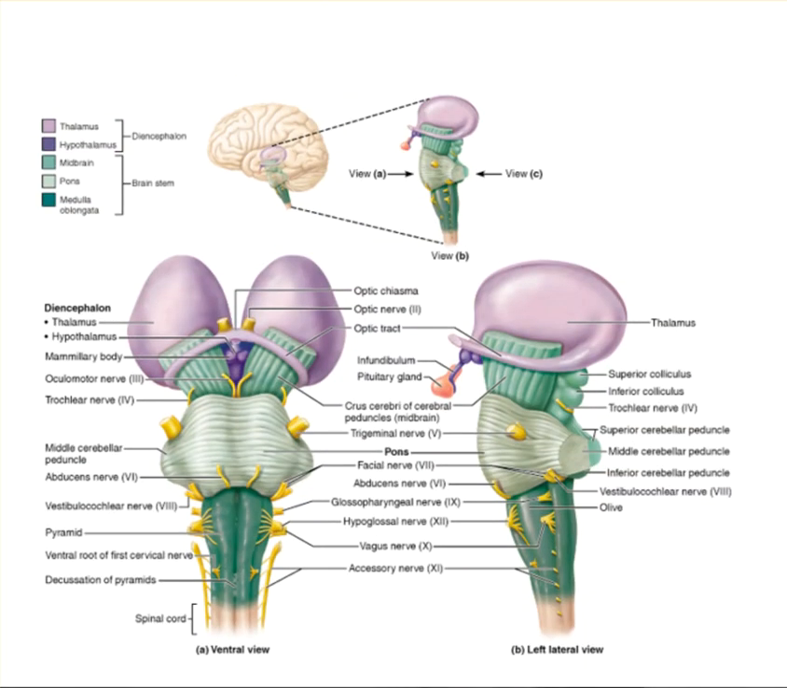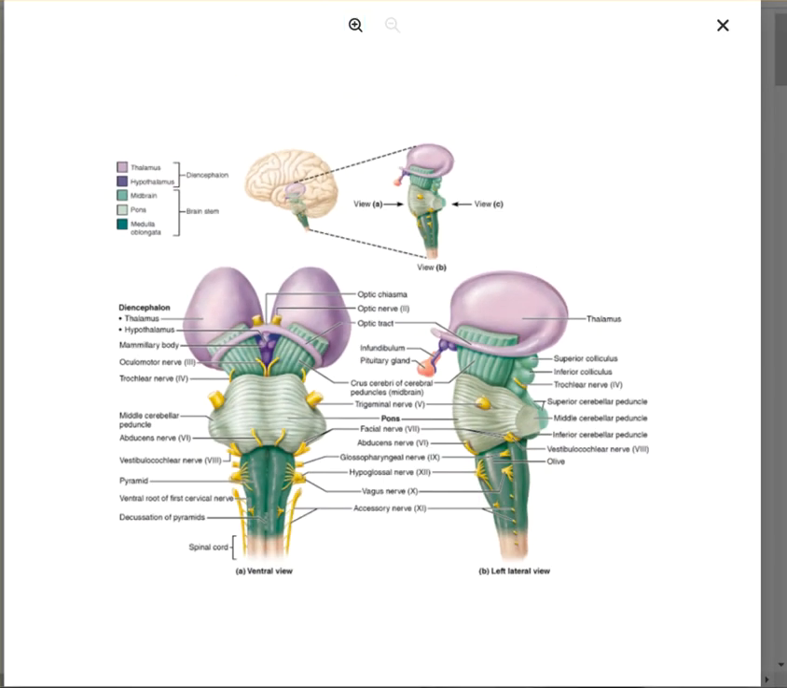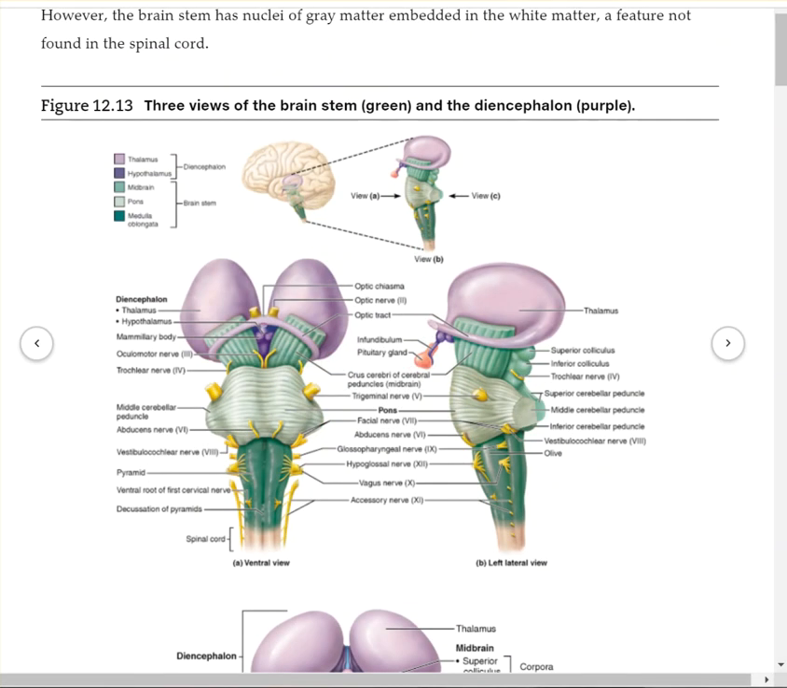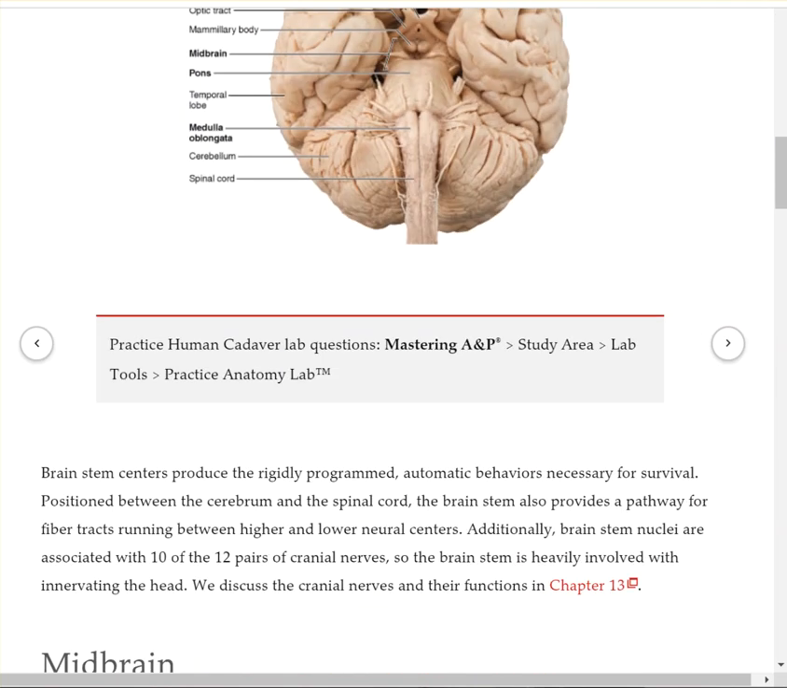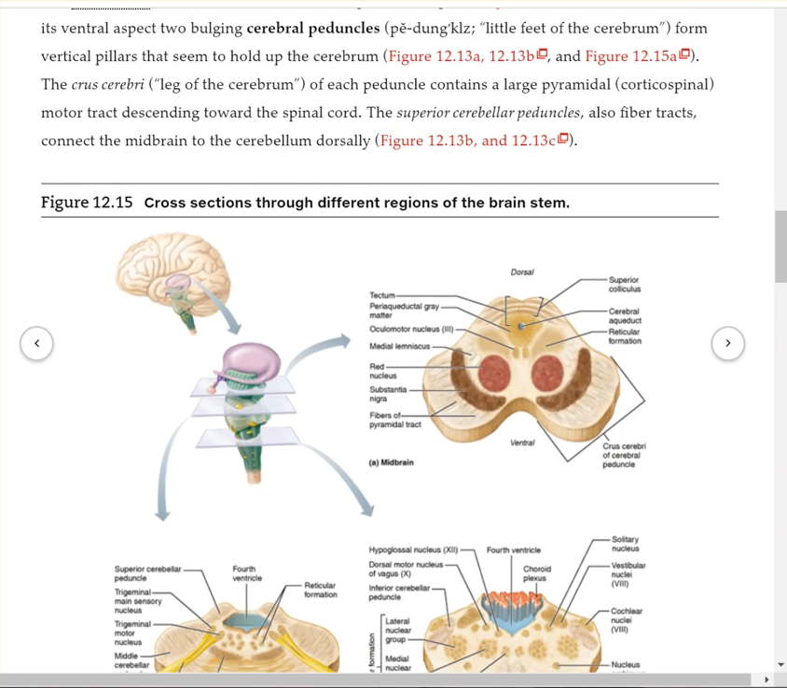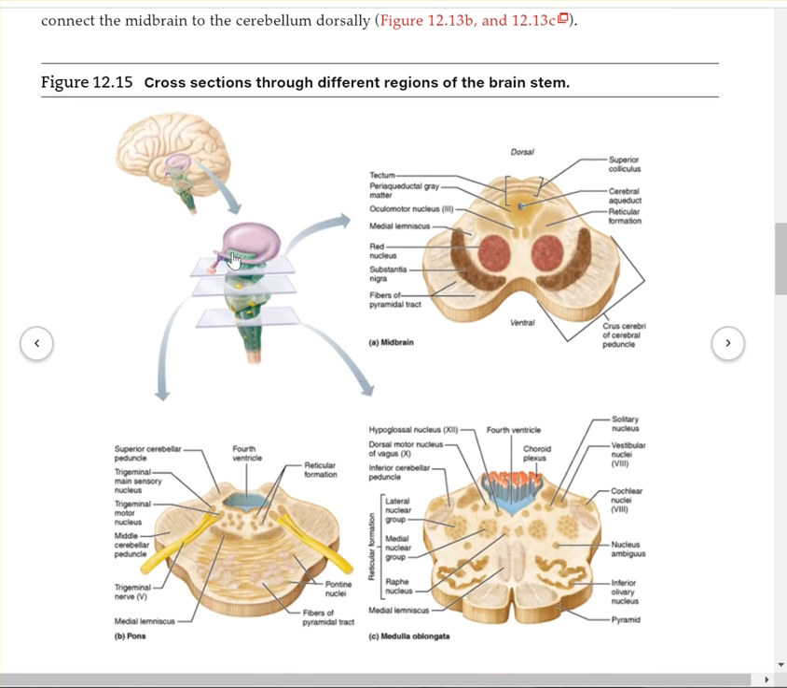What I also want to show you is that we can take cross sections of these. We can draw a little line right through here, or here, or here, and look at different structures, and that's what we're seeing here. See this page, figure 12.15. This is in your book on page 453, and I'll put that in your notes in a minute.